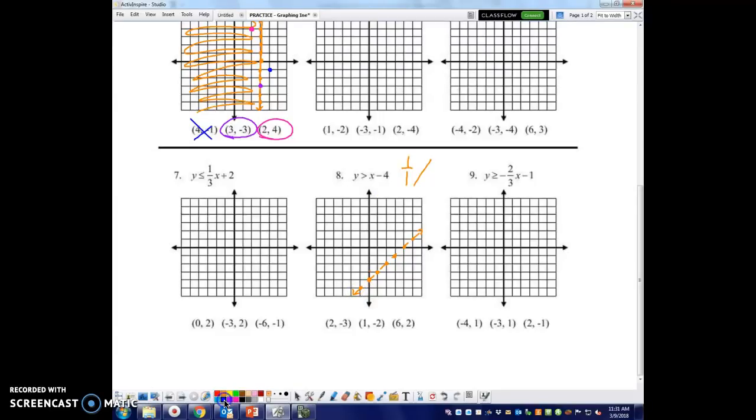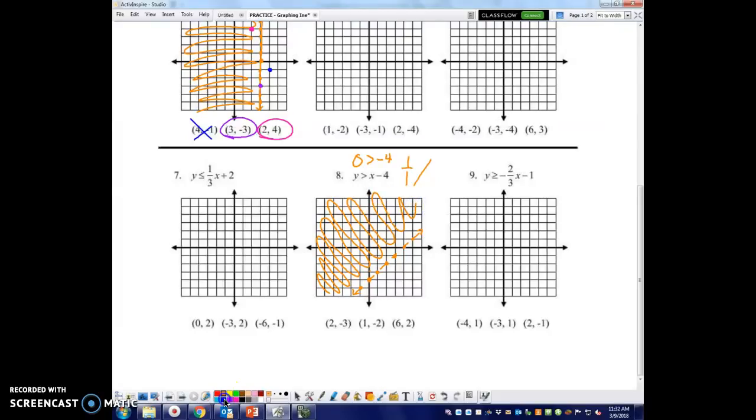Okay, now let's test our point. Oh, we need to shade. Pick our point 0, 0. 0 is greater than negative 4. Which one does it say is bigger? It says the 0 is bigger. Is 0 bigger than negative 4? Yes, it is. So can we shade the side with 0, 0? Yes, we can.